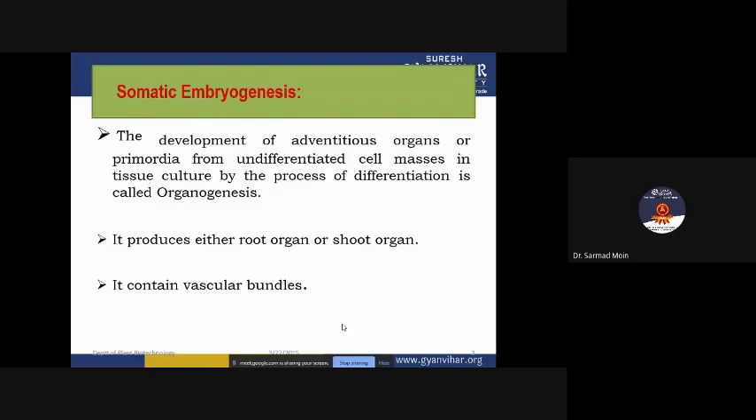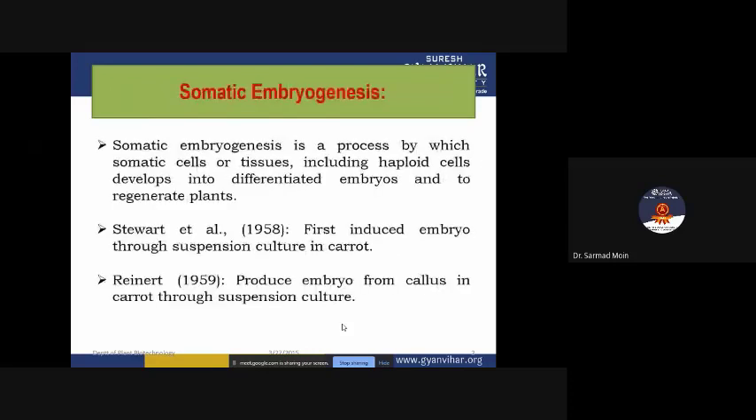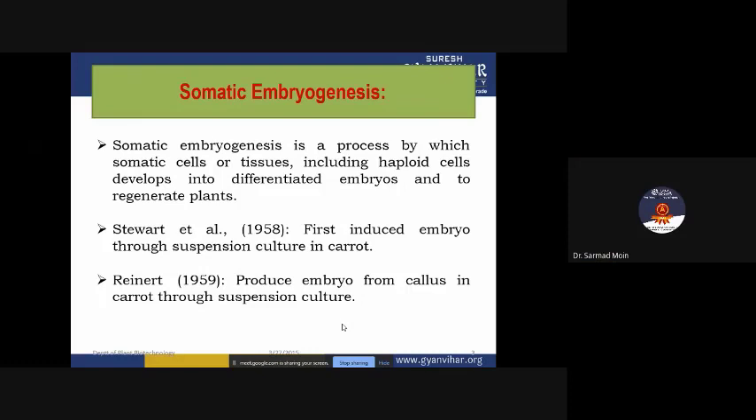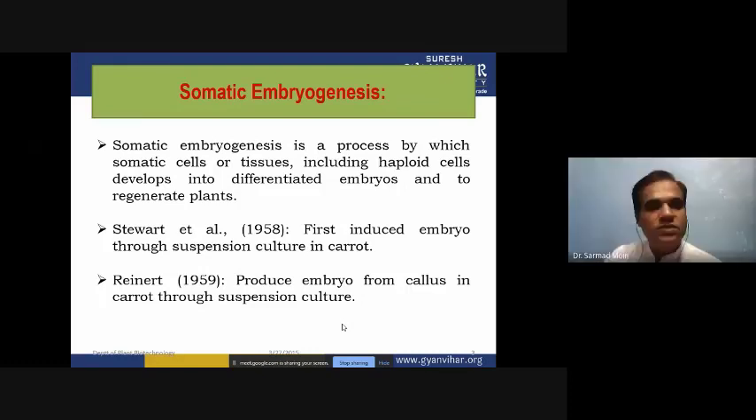So somatic embryogenesis is a process by which somatic cells or tissues, including haploid cells, can develop into differentiated embryos, and they can regenerate into entire plantlets. In the laboratory condition, we can produce these embryos from any type of cells. Since we know that a plant cell is totipotent, it can produce somatic embryos, and we can utilize this to produce plants which can't generate embryos in nature.